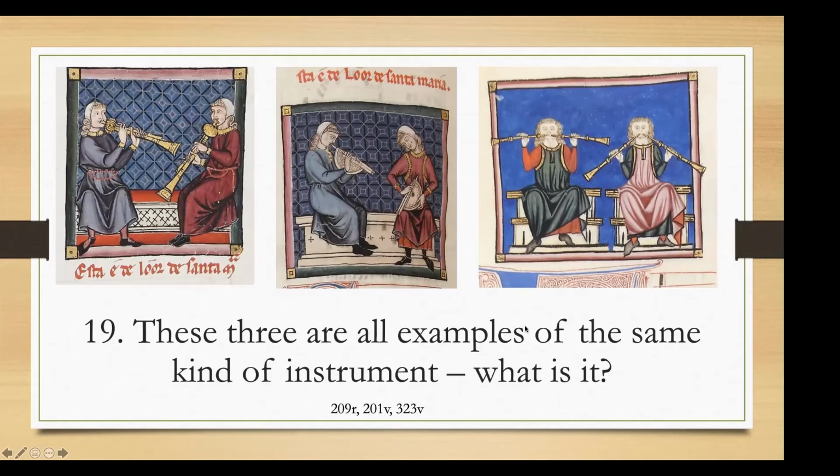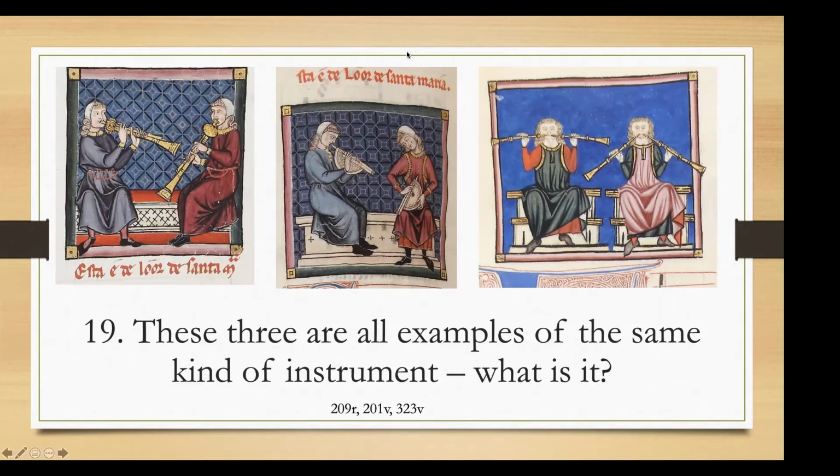All examples of the same kind of instrument. What would we say? Woodwind. Bit general, Anna. Double pipe. Bladder pipes on the left, certainly, Andrew, and maybe in the middle. Shawm, bladder pipe, zurna, double flute.